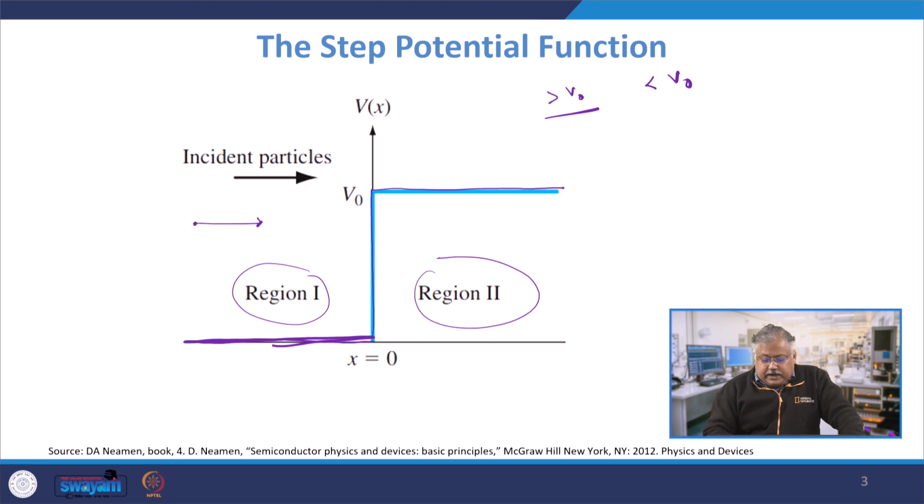So we have two cases. Case number 1 is E greater than V0, possibly not discussed with you in detail, but we will be discussing the case when E is less than V0, right? And then from the wave function point of view, how does it come into the picture?